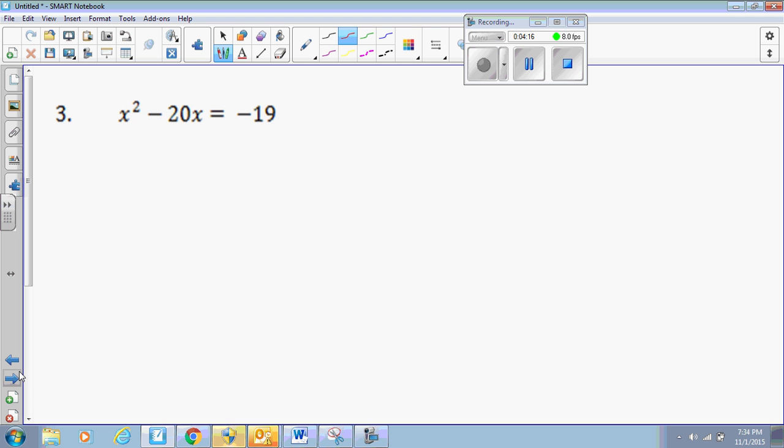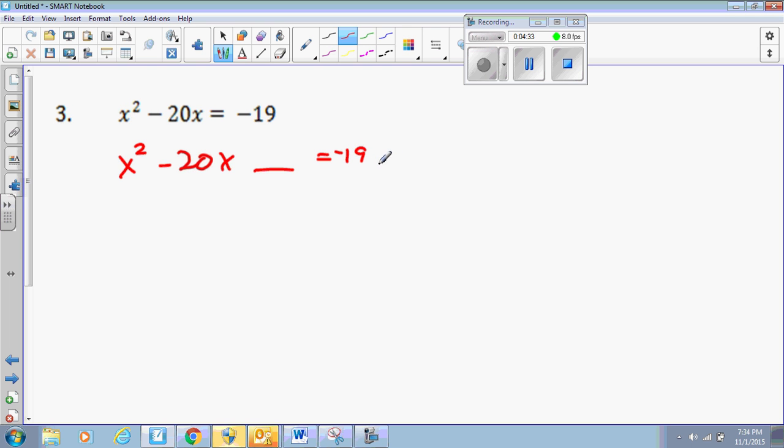Okay, this problem is similar. I have to get rid of this 20 somehow. Not the 20, excuse me. It's already set up to do this. I can write x squared minus 20x, leave a space, equals negative 19.